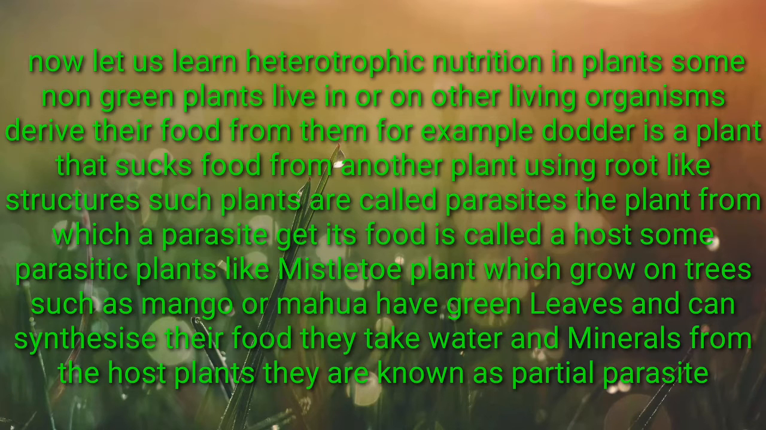Some non-green plants live in or on other living organisms and derive food from them. For example, dodder is a plant that sucks food from another plant using root-like structures. Such plants are called parasites. The plant from which a parasite gets its food is called a host.